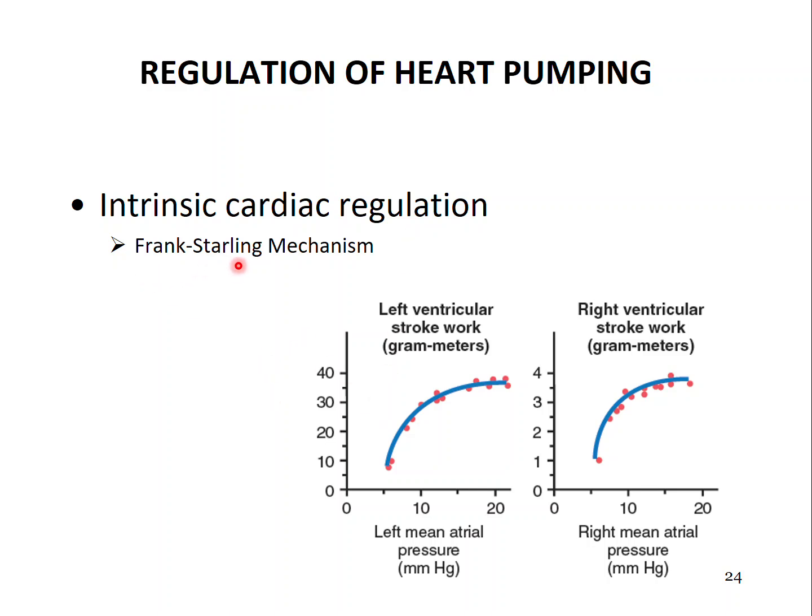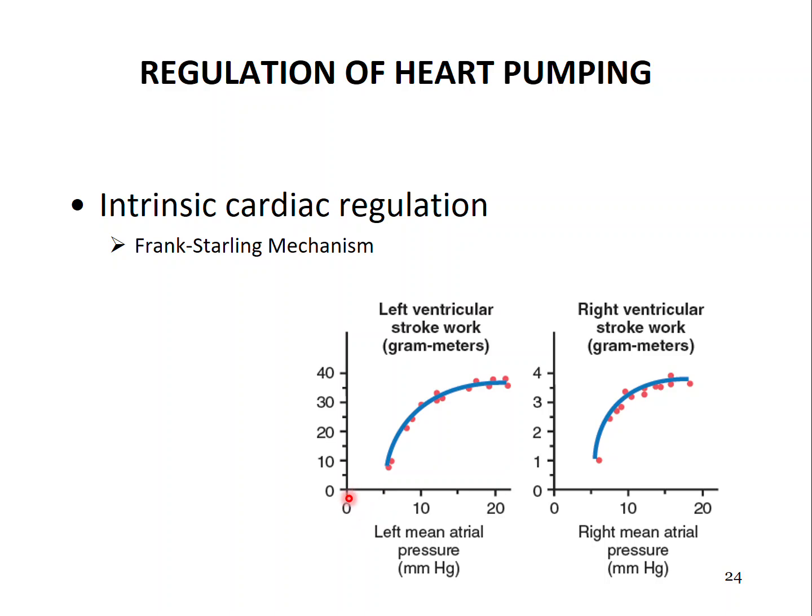This Frank Starling mechanism says that if the left mean arterial pressure increases, the cardiac output or stroke volume will increase. Here you can see it in this diagram. Here we have the left mean arterial pressure. With increasing mean arterial pressure, which is because of an increase in the volume, the work output of the heart or stroke work will increase. So remember that this mechanism also says that if the inflow to the heart increases, the outflow will increase relatively.